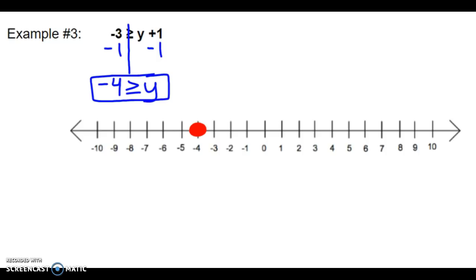Now I'm going to plug in my favorite number. Negative 4 was my answer. Is that greater than or equal to positive 4? Well, no, that's not true. Negative 4 is not greater than 4. So I don't want to go towards 4 on my number line. I want to go the opposite direction.